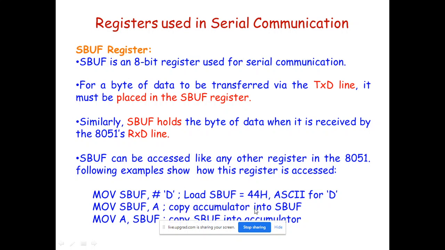Next, suppose I want to copy the accumulator into SBUF. My requirement is to transfer data from the accumulator into SBUF. At that time I will write the instruction MOV SBUF, A. Whatever data is available in the accumulator is copied into the destination location, and the destination location is SBUF. Similarly, to copy SBUF into the accumulator, the data of SBUF is copied into the accumulator, so SBUF is at the source location and A is the accumulator.